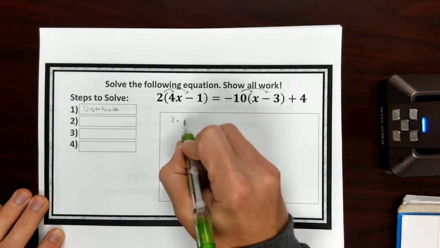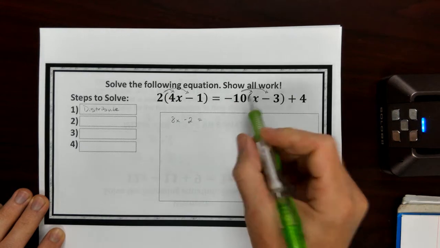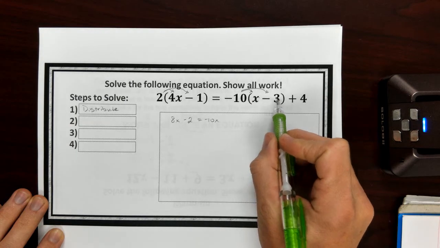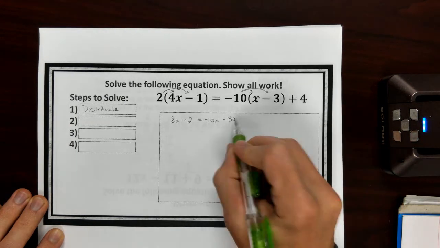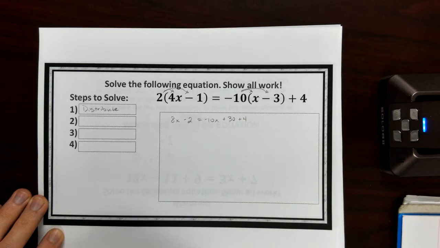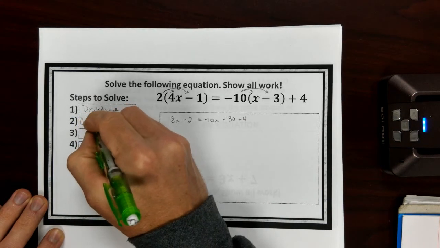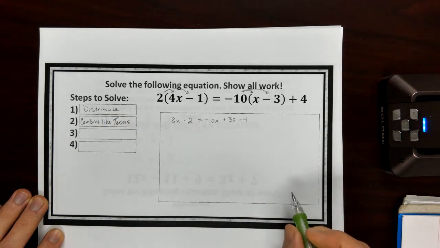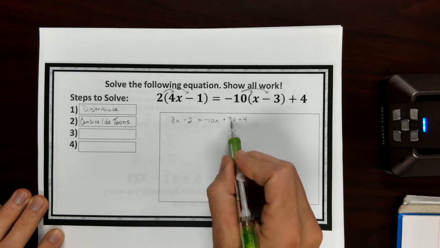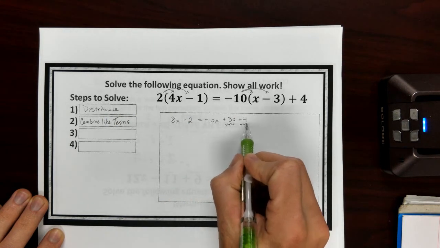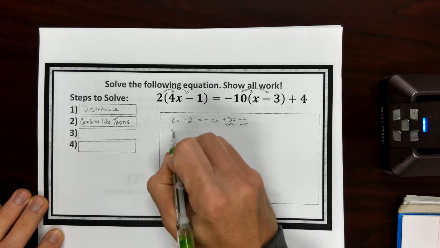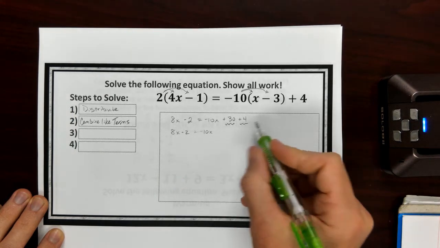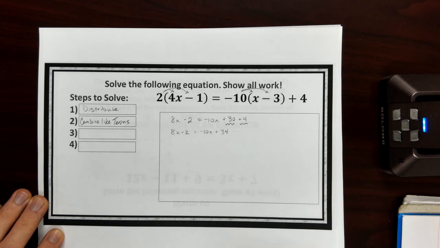You've got a 2 times a negative 1, that gives you a negative 2. And that's equal to negative 10 times x is a negative 10x. And a negative 10 times a negative 3 is a positive 30. And you've still got a plus 4 at the end. Now from there I want to combine like terms, if we have them, which we do. I see a variable and a number, a variable and a number, and a number. So I have two numbers on the same side of the equal sign. I can combine those. So I get 8x minus 2, I don't touch that, is equal to negative 10x. And now I'm going to combine the 30 and 4 to get positive 34.